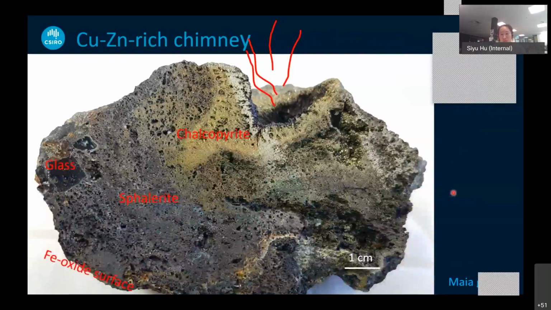So the first example is a copper-zinc rich chimney. And this is a photo of a hand specimen. From here we can see the distribution of chalcopyrite, and it forms the wall of the conduit where the fluid is passing by, and it is also overgrown by sphalerite. So this is the information we can get from the chimneys.